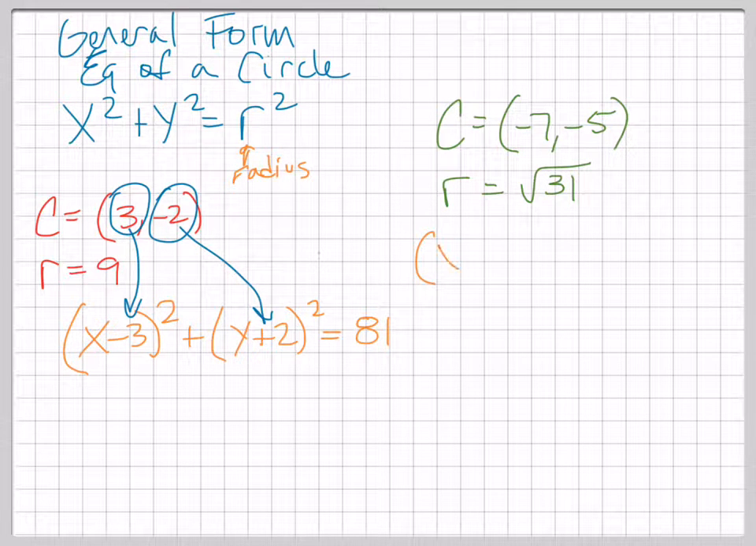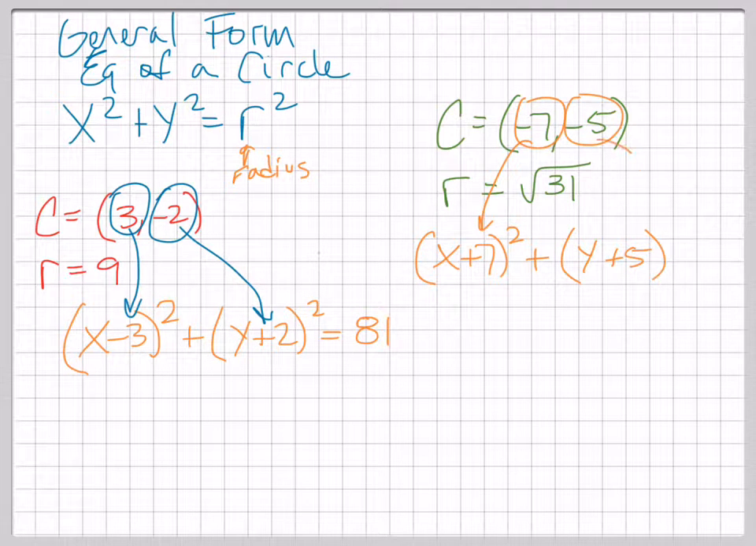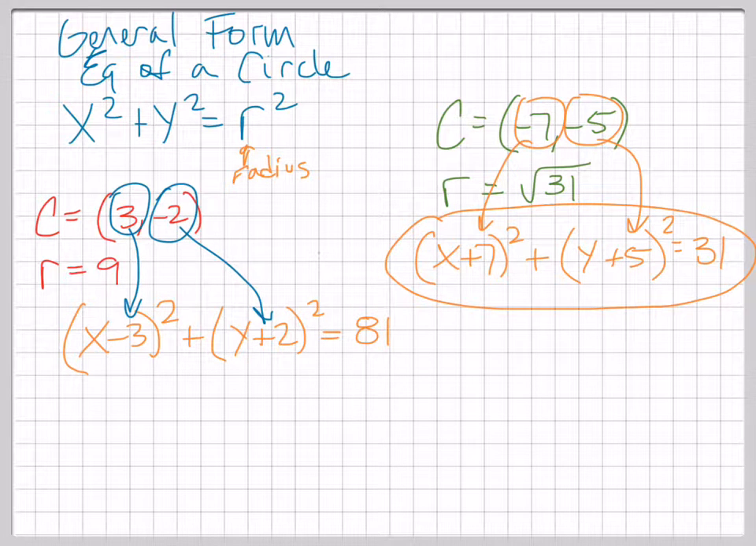So it's going to be x plus 7 squared, because it's negative 7, we write the opposite when we go inside the parenthesis, plus y plus 5, again it was negative 5, we write the opposite there, squared, equals, now the square root of 31 is the radius, but if I square a square root, they cancel each other out, so it's just 31. Okay, so that is the equation of a circle in general form given the center and the radius.